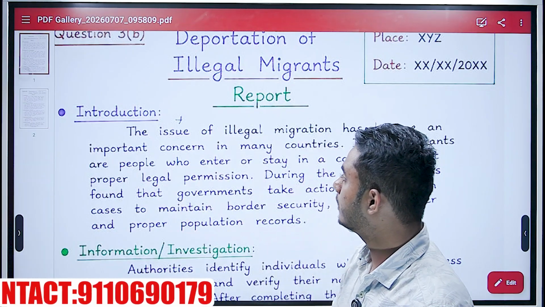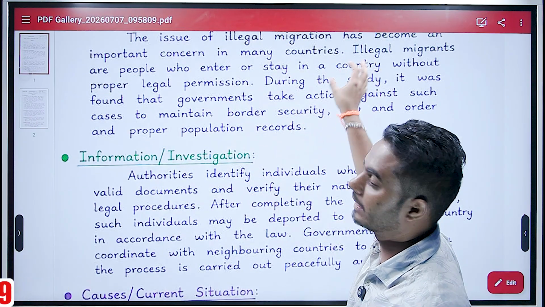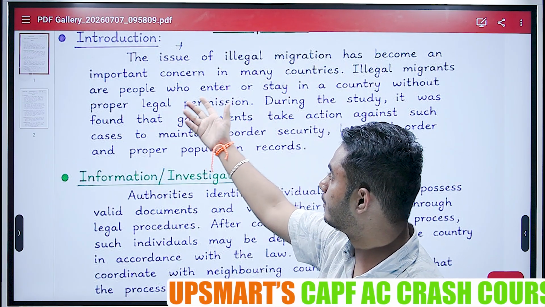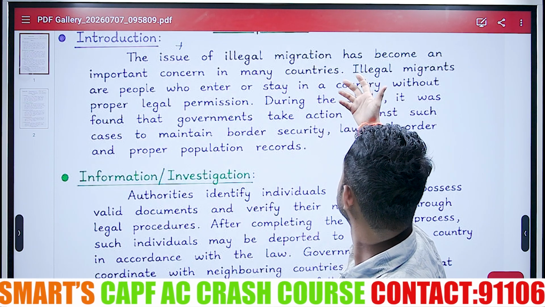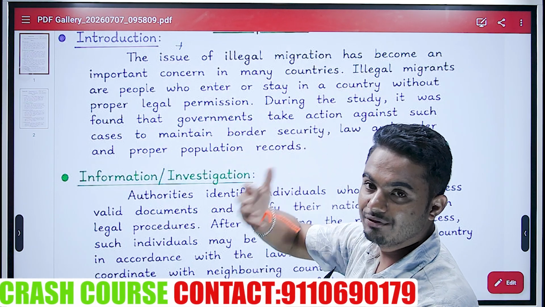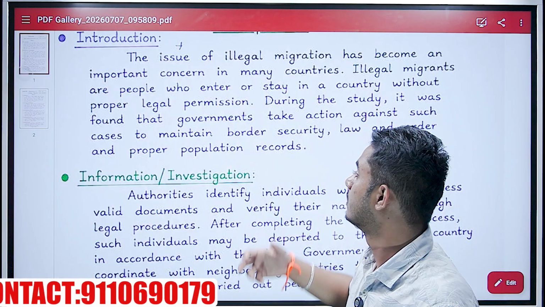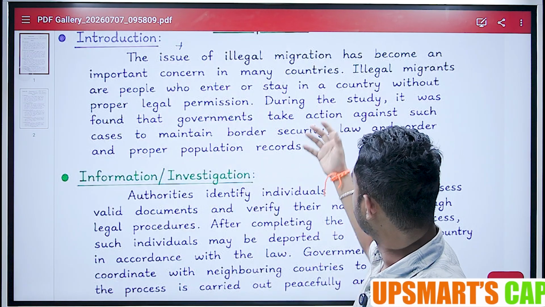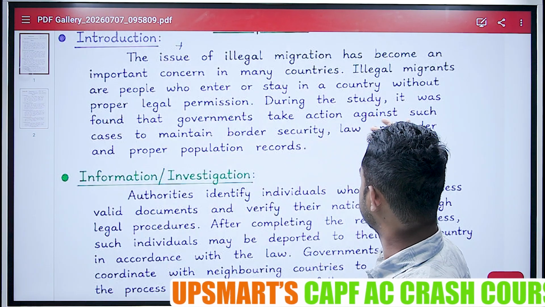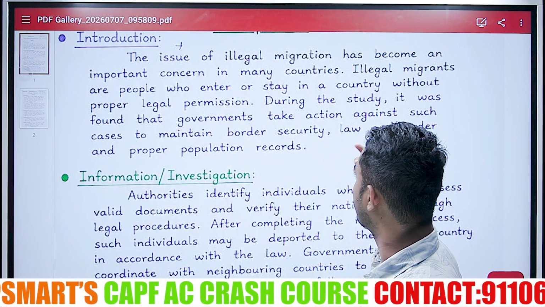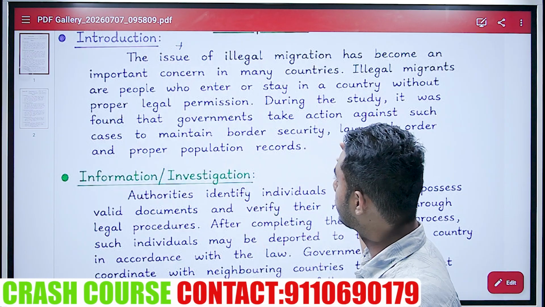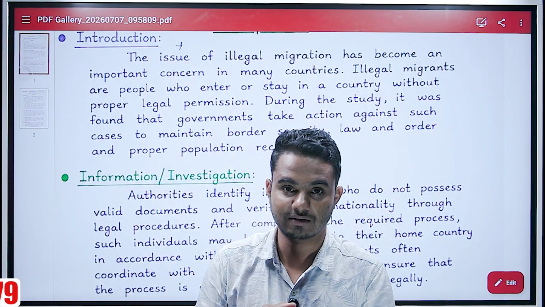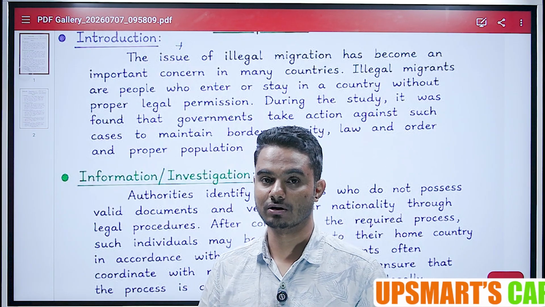In the introduction, what will you be doing? The issue of illegal migrants. If you have a definition, you can do that as well. The issue of illegal migrants has become an important concern in many countries. Illegal migrants are people who enter or stay in a country without proper legal permission. During the study, it was found that governments take action against such cases to maintain border security, law and order, and proper population records. Again, the what and why aspects in the introduction.